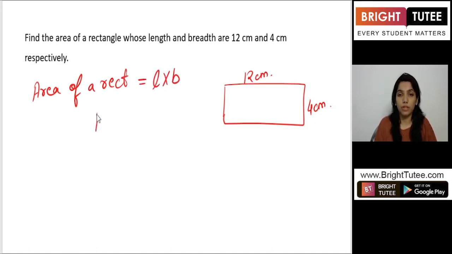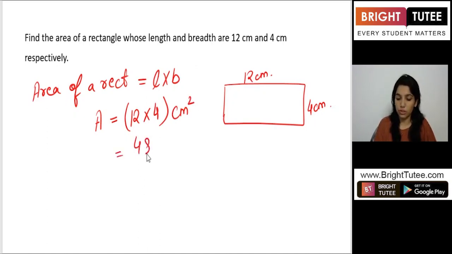Here the area we need to find, let us denote it by A. It is equal to 12 times 4, and both these numbers are given in centimeters. So it is centimeters times centimeters, so it is centimeter squared. Now what is 12 times 4? It is 48 centimeter squared. This is our answer. Clear?